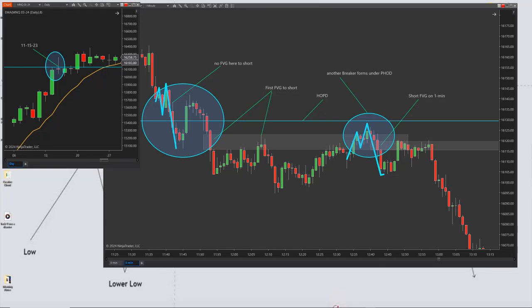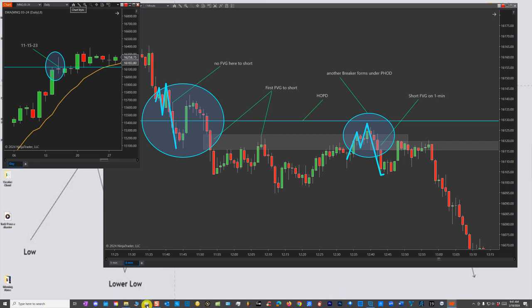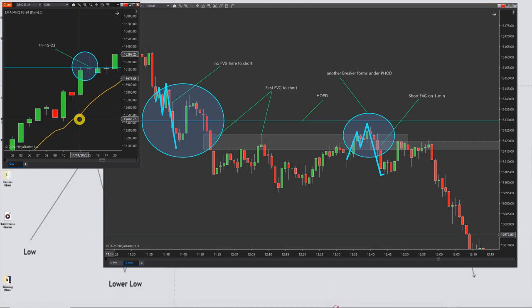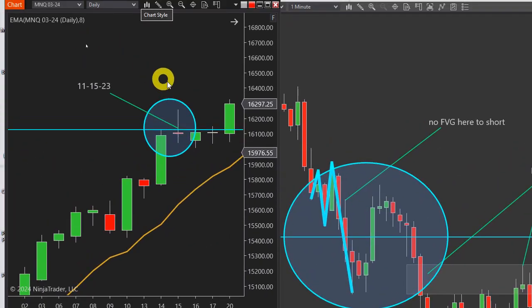All right, using the ICT teachings that I'm learning for the first time the last couple of weeks, I want to examine using the fair value gap strategy and the high and low of the previous day. And that's what I've been testing over and over, and it seems to be very valid as a strategy. So let's just take this particular day here, November 15th.